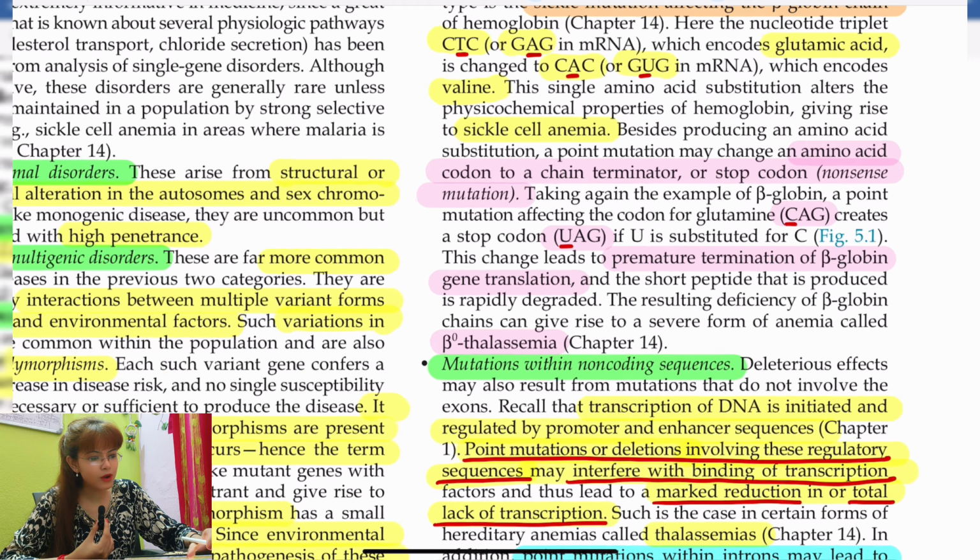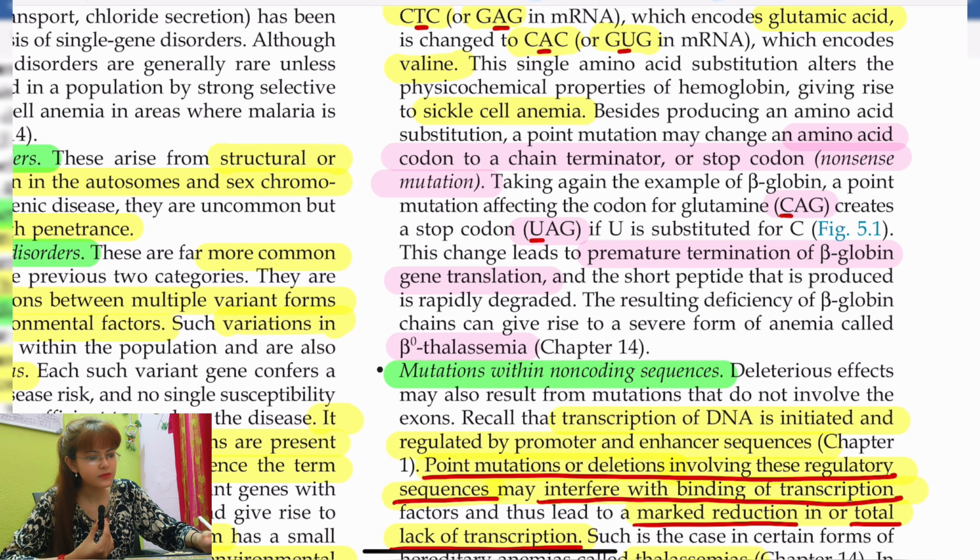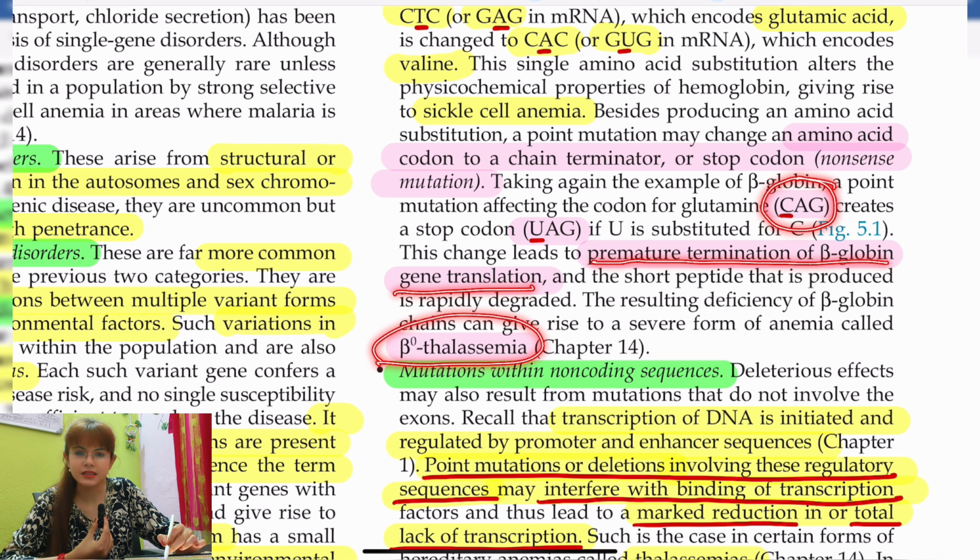Okay, for example, a point mutation affecting the codon for glutamine, or CAG, creates a stop codon, UAG. So here, if the C is substituted by U, then you get the codon which is a stop codon, and this leads to premature termination of beta globin gene translation, and this happens in beta 0 thalassemia, right?